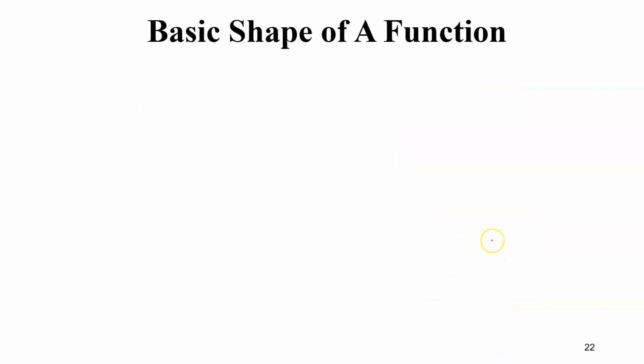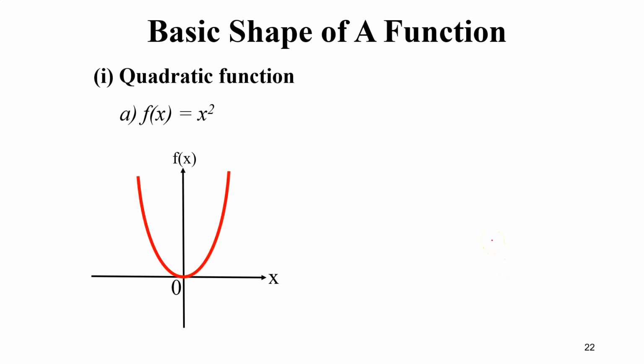This is a basic shape of a function. Bentuk-bentuk asas untuk suatu fungsi. The first one is the quadratic function. For a quadratic function, you will have a function f(x) equal to x square because quadratic. Quadratic, of course, you will have square over here, kuasa 2. So you will have this kind of graph, okay? Graph senyum, or you will have another one, graph masam, like this. Okay, so it's either like this or like this.